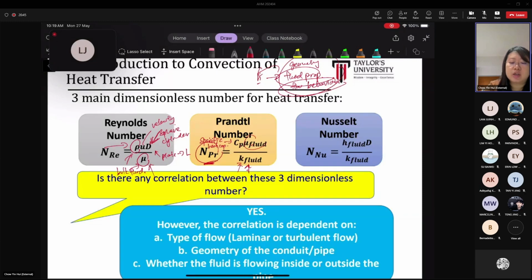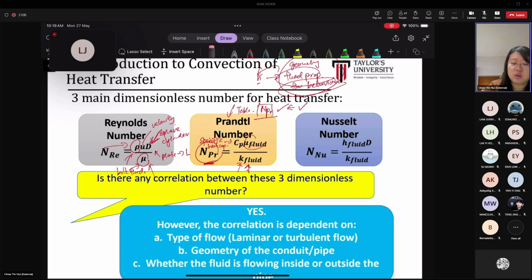So actually later when you refer to the tables, those tables may have provided you the Prandtl number directly. So it's okay that you use them directly, right, instead of calculating it from scratch. All right, it will be accepted during your final exam.